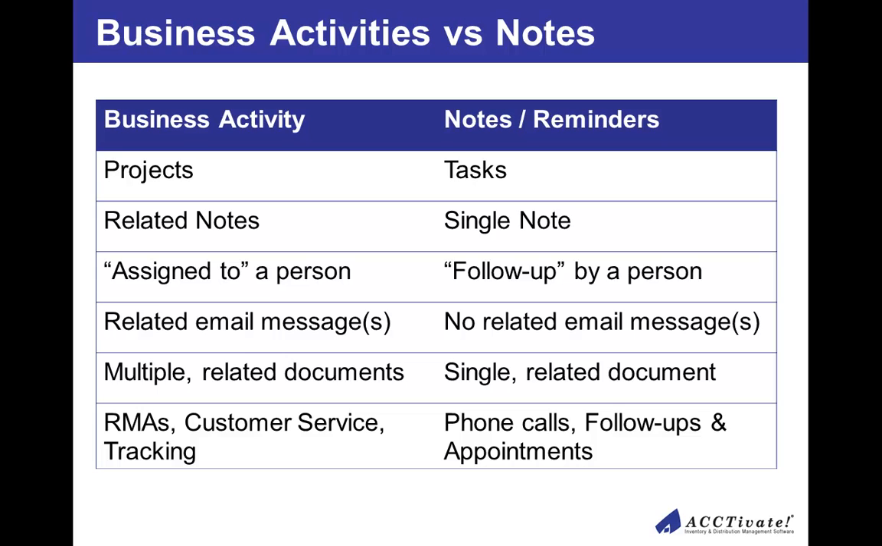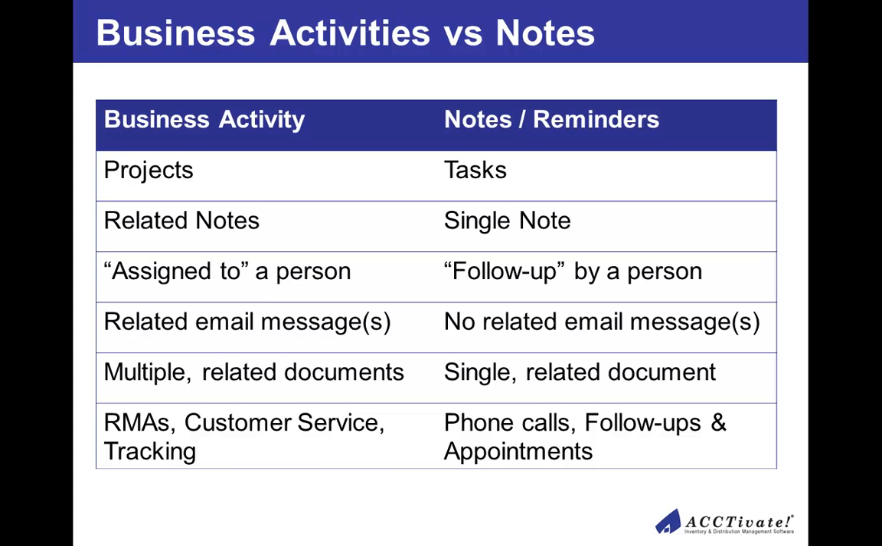I'm often asked what the difference is between a business activity and notes and reminders in ACCTivate, so I've put together this comparison chart. The main thing, in the first line of the chart, is that business activities should be thought of as projects, usually more than just a single task or a single to-do item. A note or a reminder can be used for a single follow-up, but when you're done with it, you mark it as done and you're finished.